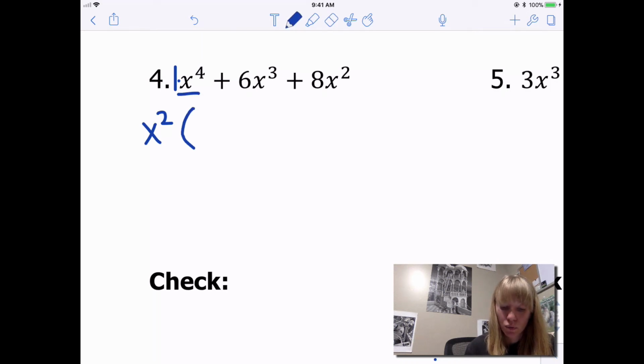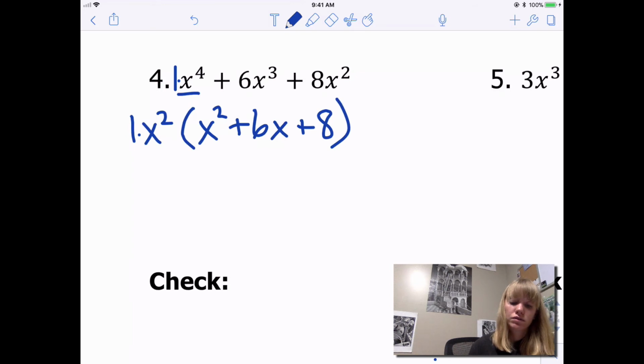So x squared times what gives me x to the 4th? Looks like I need 2 more. And then 1 times 6 is 6. What times x squared gives me x to the 3rd? Well, I need 1 more x. And then what times x squared gives me 8x squared? Well, 1 times 8 is 8. And then I already have all the x squareds I need. So that's as far as I go.